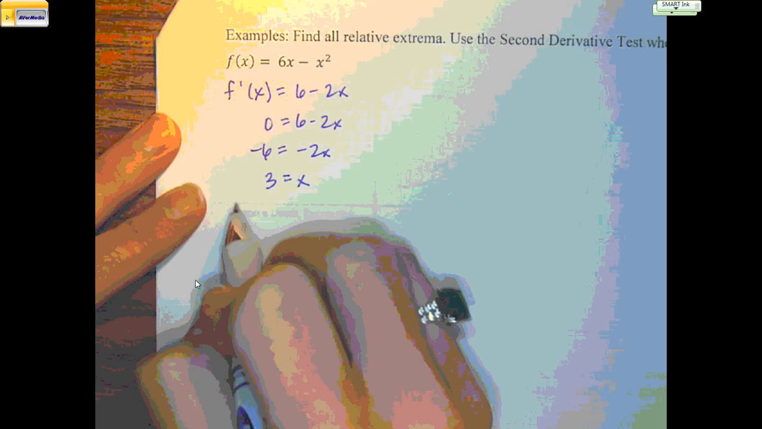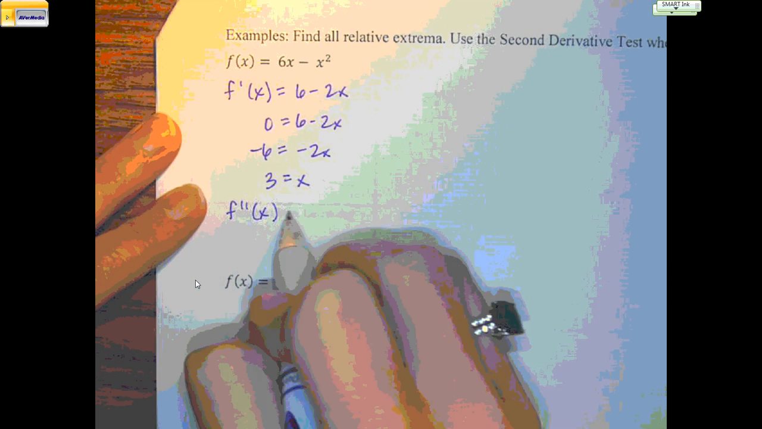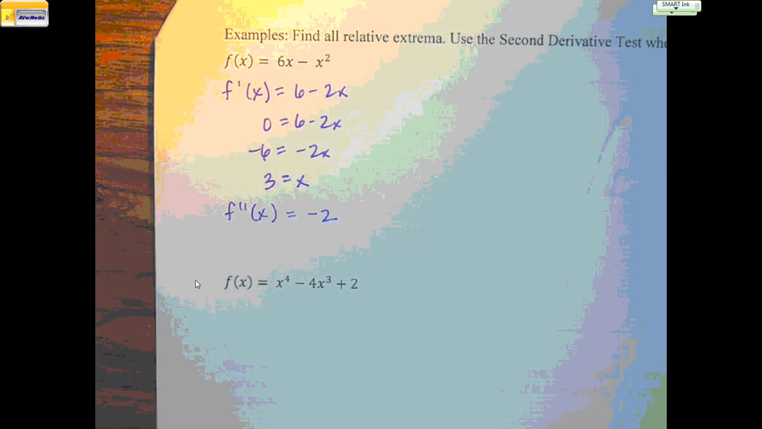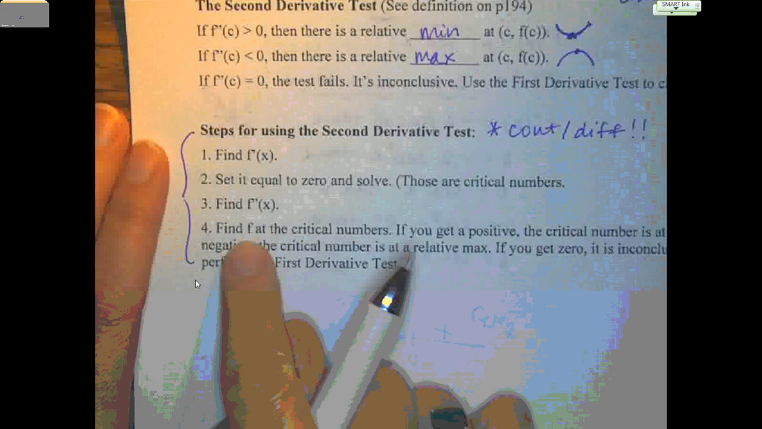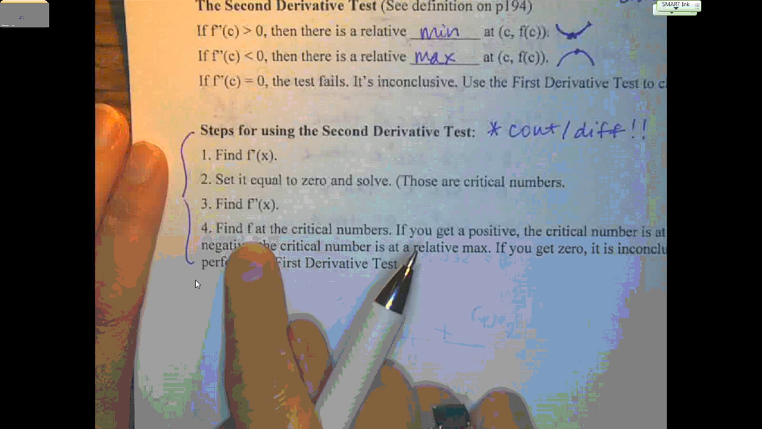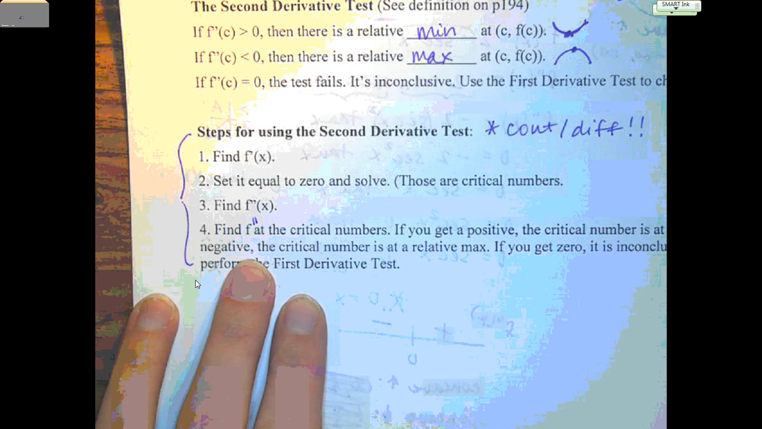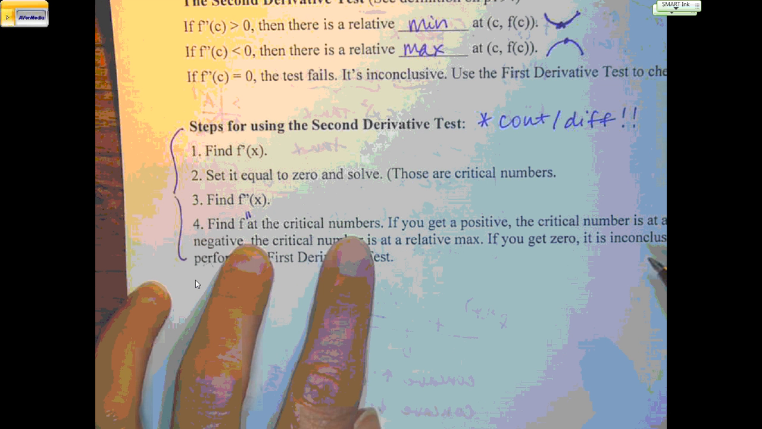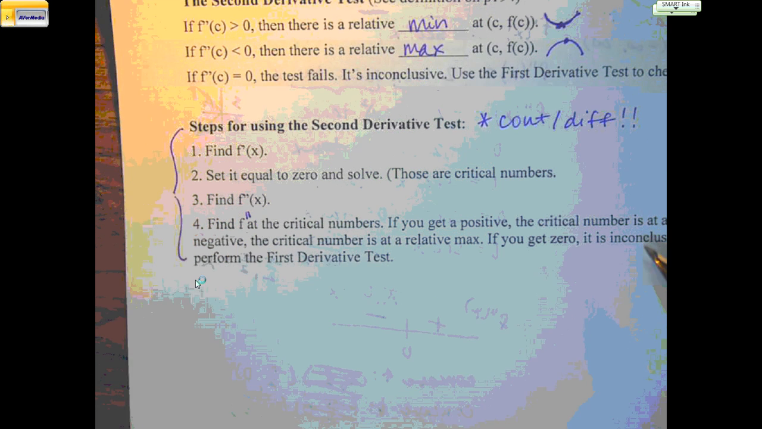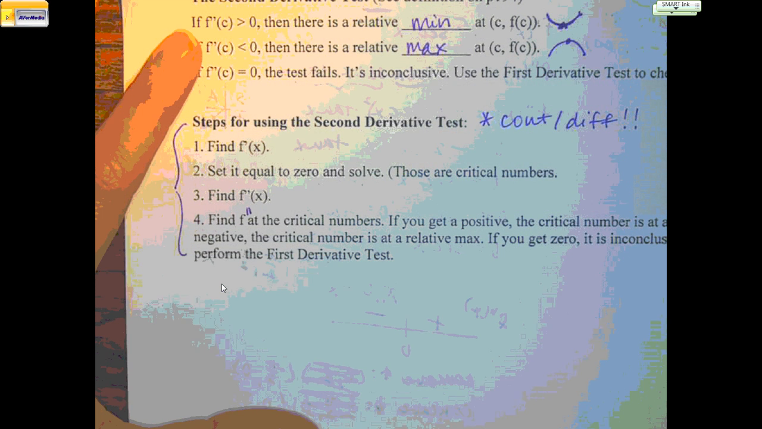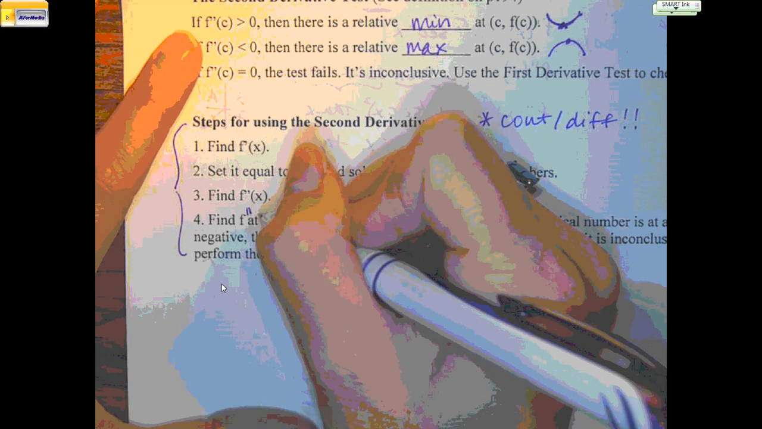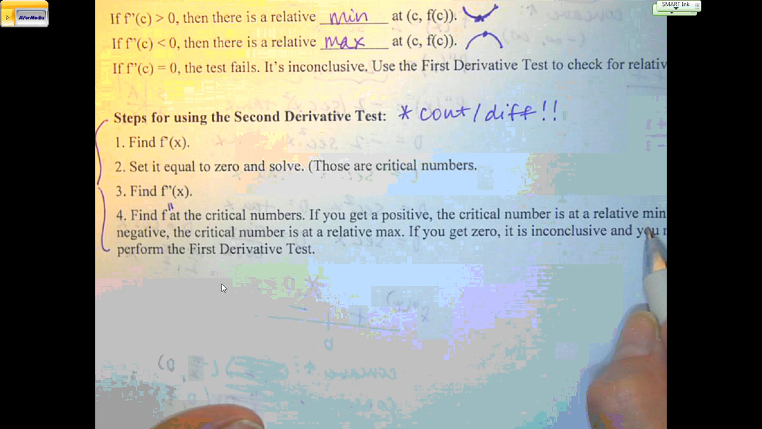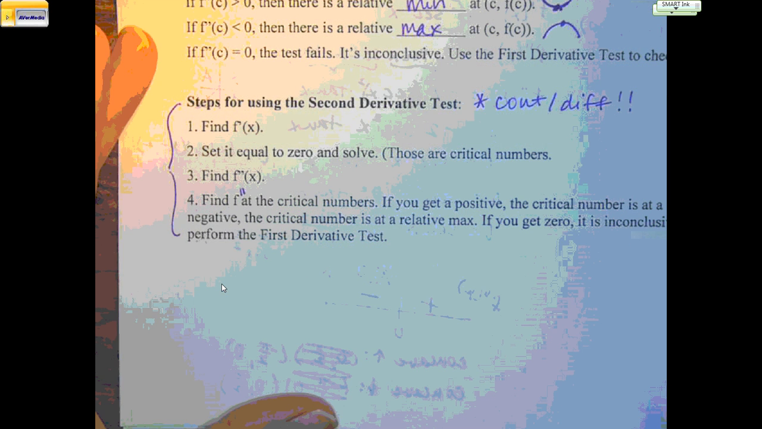Okay. Second derivative is going to be what, -2? Find f double prime. Sorry, I left out a little double prime. I need to retype these for next year. Find f double prime, the second derivative, at the critical numbers. So we're actually plugging the critical number into the second derivative. If you get a positive, the critical number is at a relative min. If it's a negative, it's at a max. If you get 0, it's inconclusive.